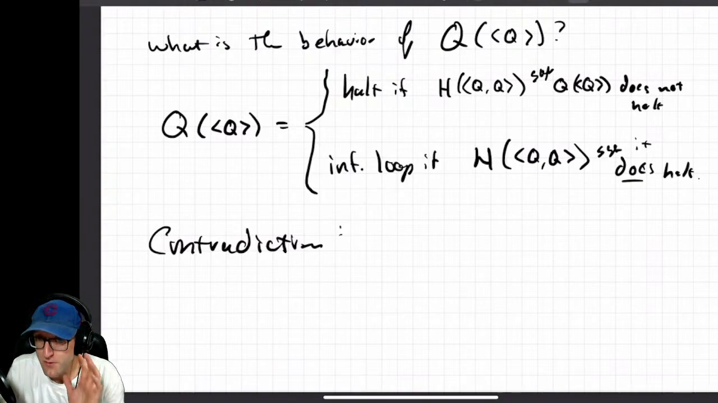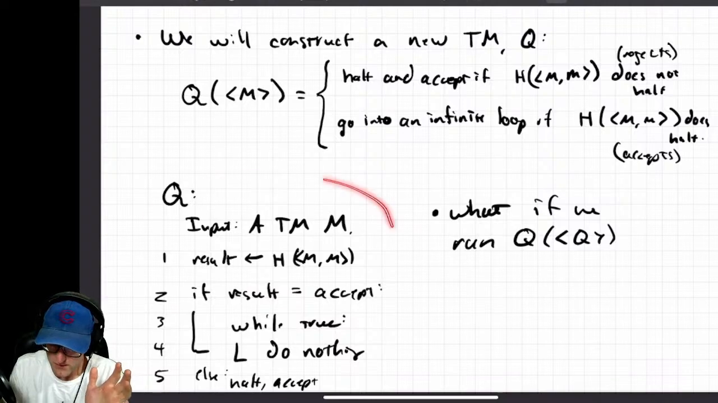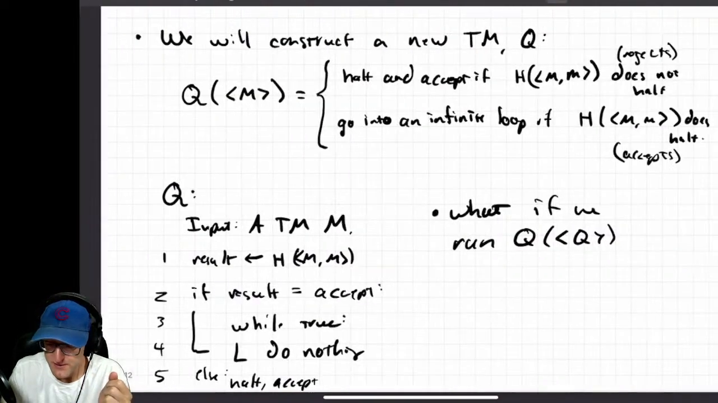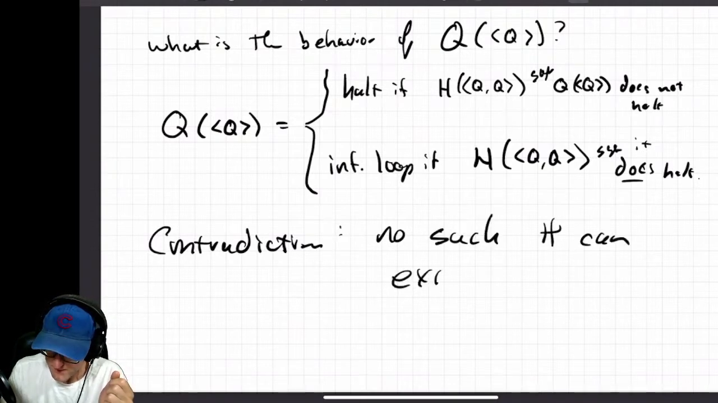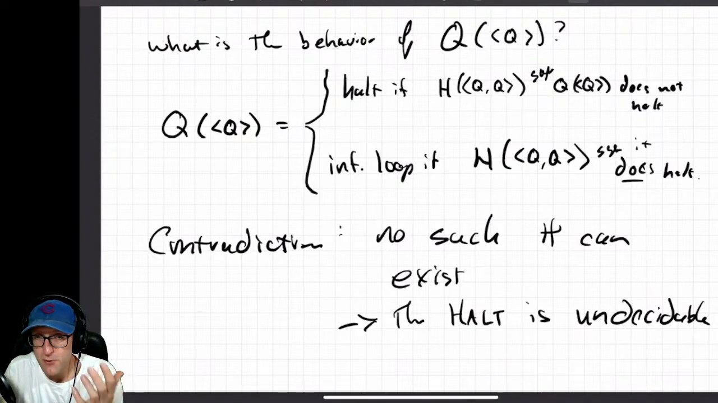Q is not the one that we reached a contradiction on here. I was able to build Q just fine right here. What we've reached a contradiction on is our initial assumption that a Turing machine that decides this problem actually exists. So conclusion, no such H can exist. And thus, the halting problem is undecidable. No such machine will decide it for every input machine and every input on that machine.